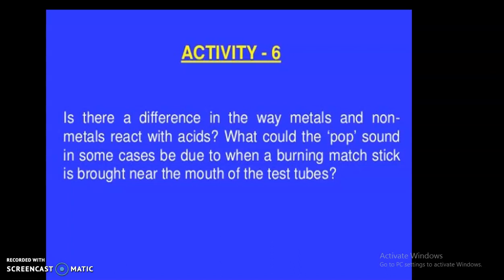Add 5 ml of dilute hydrochloric acid to each test tube with the help of a dropper and observe the reaction carefully. In test tube A we have added magnesium ribbon, in B aluminium foil, in C an iron nail, in D a coal piece, and in E sulfur powder. Now bring a burning matchstick near the mouth of each test tube. What are you going to observe?